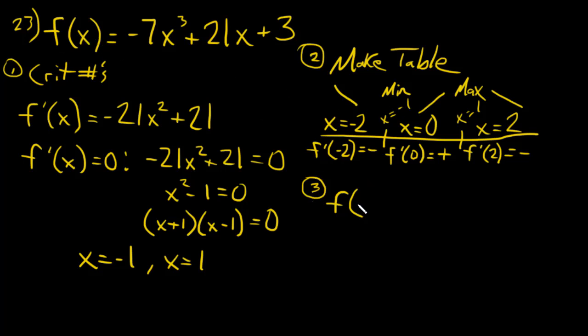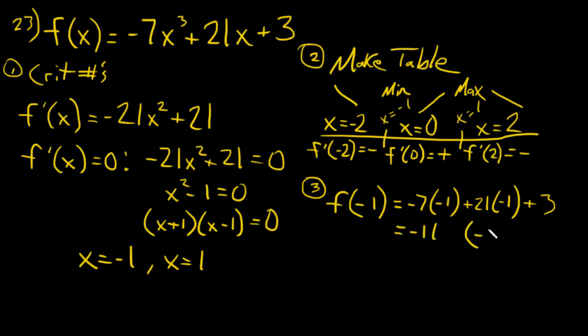So f of -1 is going to give me, let's see, -7 times -1 plus 21 times -1 plus 3. So it's going to be +7. Minus 21 is -14, plus 3 is -11. Okay, so that value is going to be located at -1, -11.